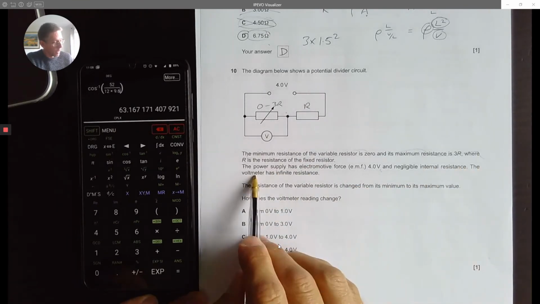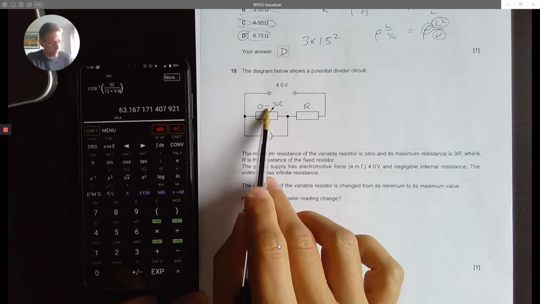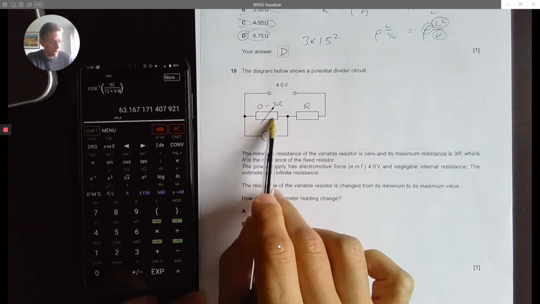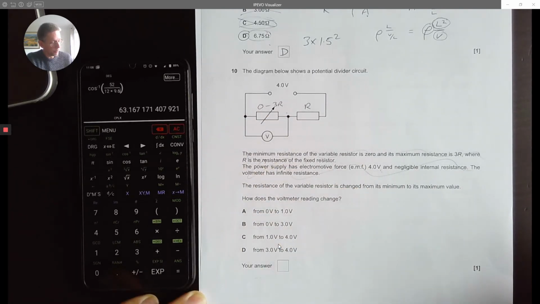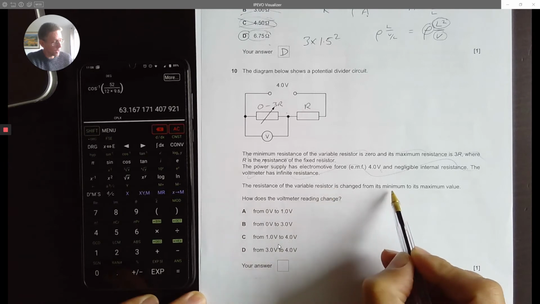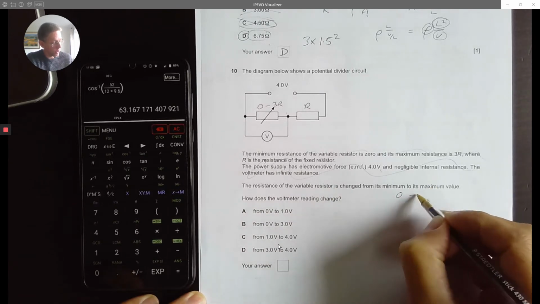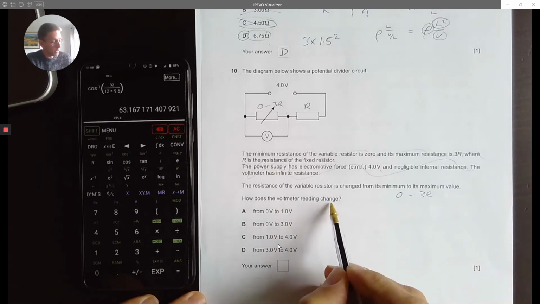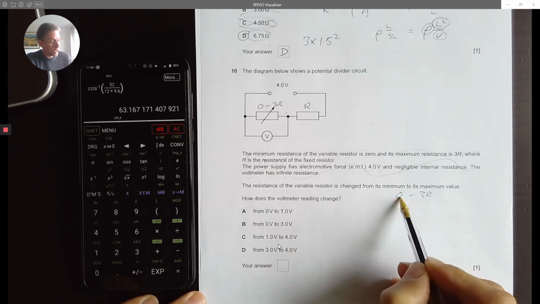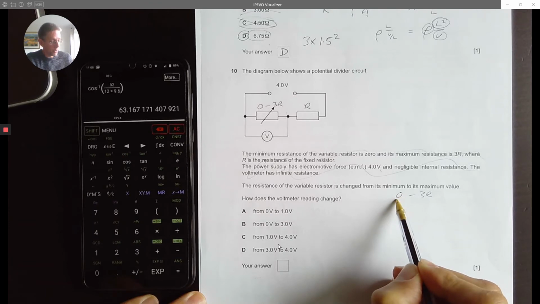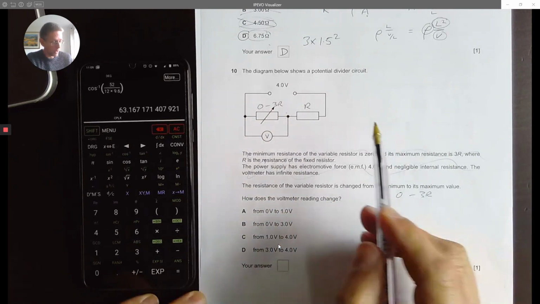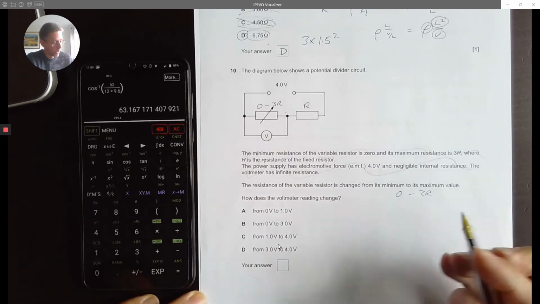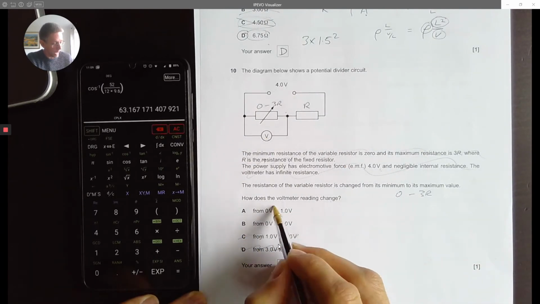And the voltmeter has infinite resistance, that just means that we don't have to worry about any parallel formula arrangement here to work out what the true resistance of this little bit between the dots is. So don't need to worry about any of that now. The resistance of the variable resistor is changed from minimum to maximum, so it goes from 0 to 3R. How does the voltmeter reading change? Well, initially, when the variable resistor was on 0 resistance, then no work will be done by the electrons traveling through it, and no energy will be lost, and so the voltmeter will be reading 0. So it's not C or D, because it has to start on 0 volts.